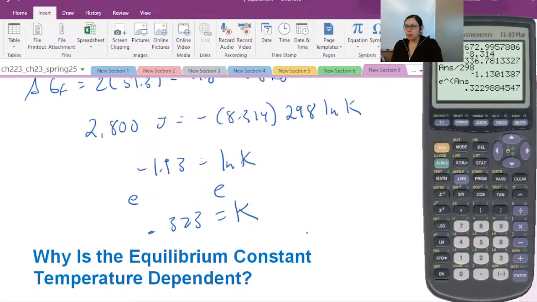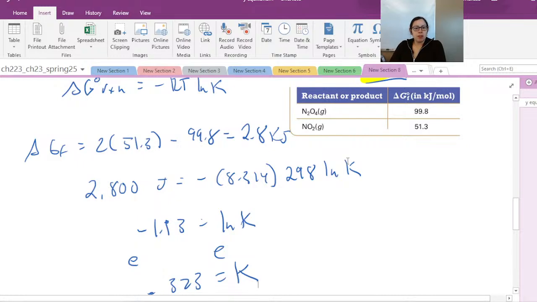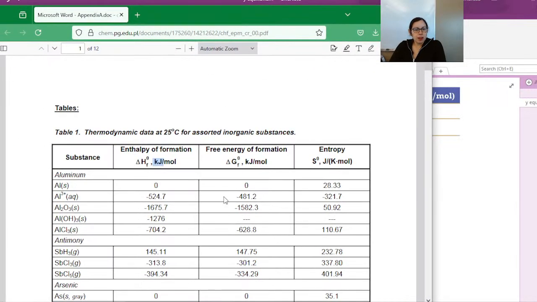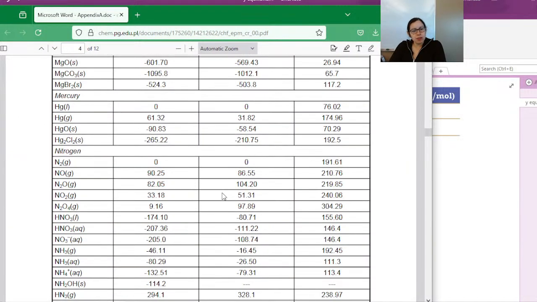Questions on this one? Yeah. This one, the 51.3, that's just, they gave it to us, right? Yeah. And I think that could have just come from, again, a standard chart. So if we look up NO2 on this chart, let's see if they have it.